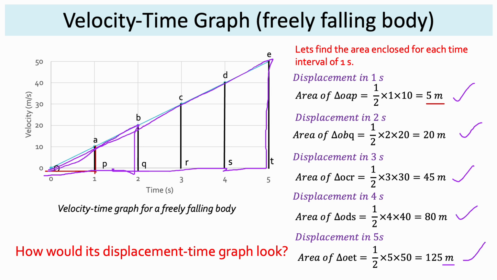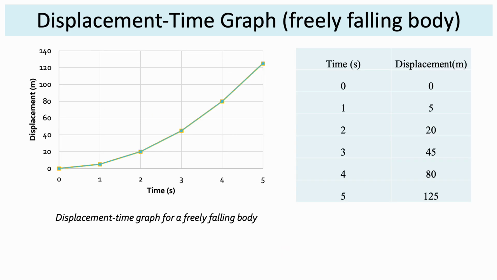Now let's see how the displacement time graph looks. It would look like this. So this is the displacement time graph for a freely falling body.